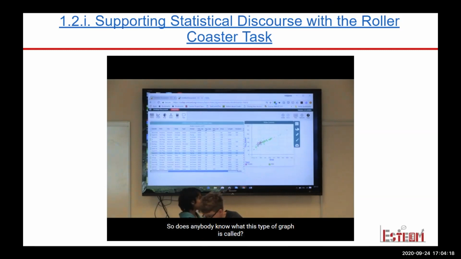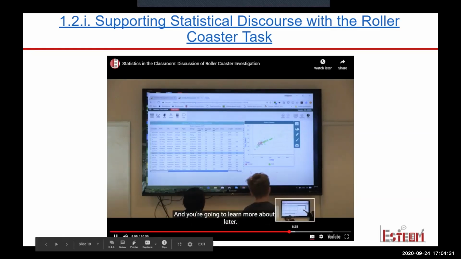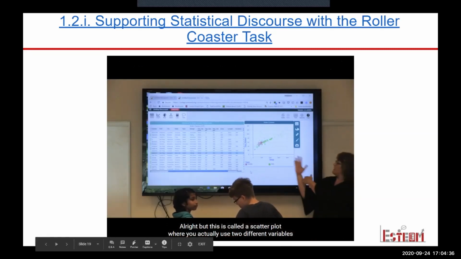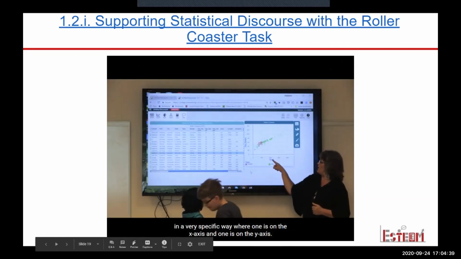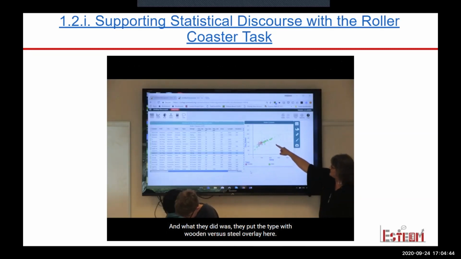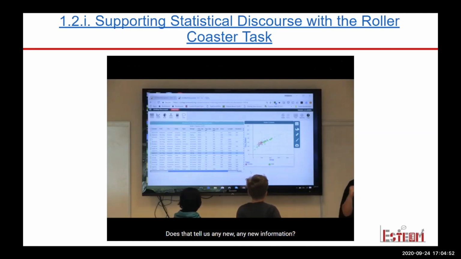So does anybody know what this kind of graph is called? So yeah, we can drag and change the axis. This is called a scatter plot, and you're going to learn more about that later. A scatter plot is where you use two different variables in a very specific way, where one is on the x-axis and one is on the y-axis. And what they did was they put the type with wooden versus steel overlaid here. So steel is green, and wooden is like pink. Does that tell us any new information?